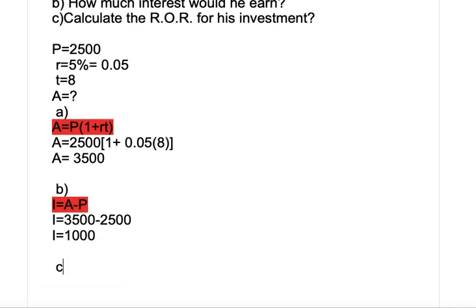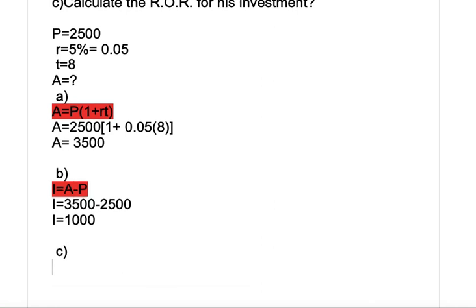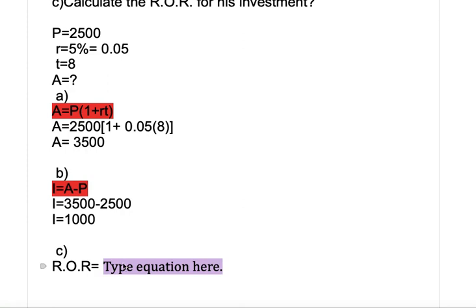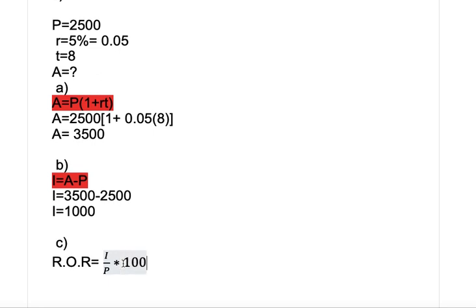So now we can move and answer part C that asks to calculate the R.O.R. R.O.R stands for rate of return. So the formula R.O.R is I over P times 100.